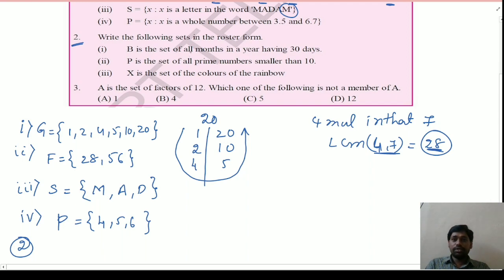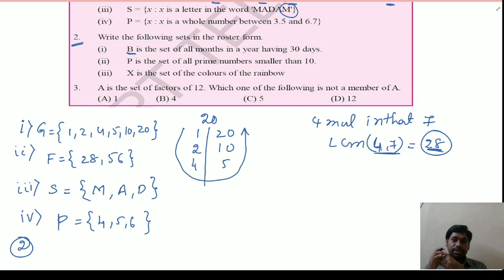Write the following sets in the roster form. B is a set of all months in the year having 30 days. So let us see 30 days. You can take your hand and simply write it. The upper bump on your hand is nothing but 31 days. Next is the 30 days. In this manner you can write it. You can take a pen and start writing over there.